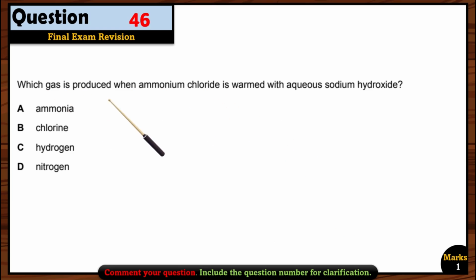Question 46. Which gas is produced when ammonium chloride is warmed with aqueous sodium hydroxide? Obviously, it will be ammonia. Whenever ammonium salts react with a base, ammonia gas is produced. So option A is correct.